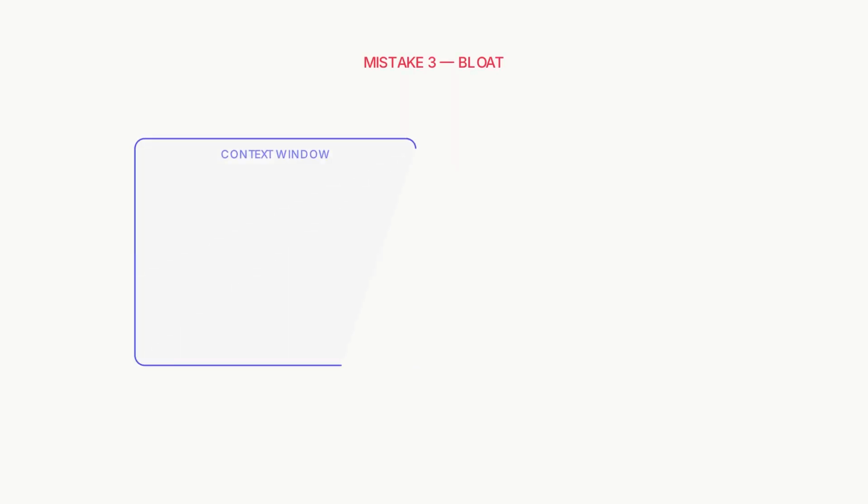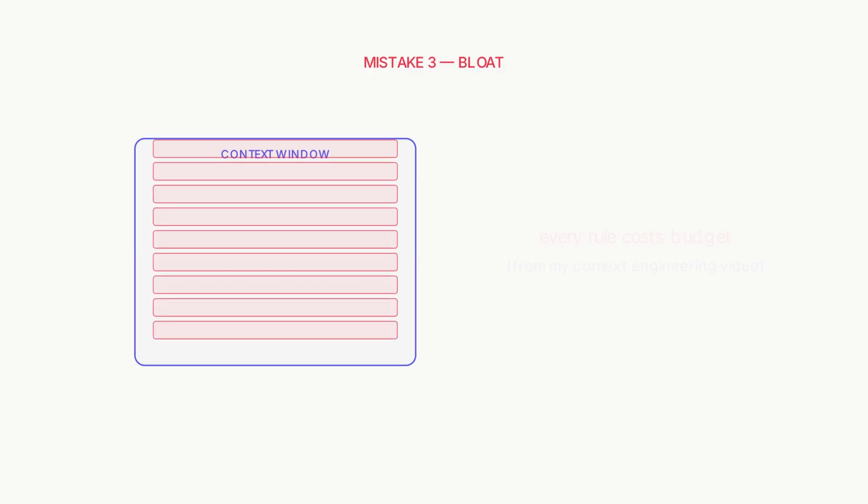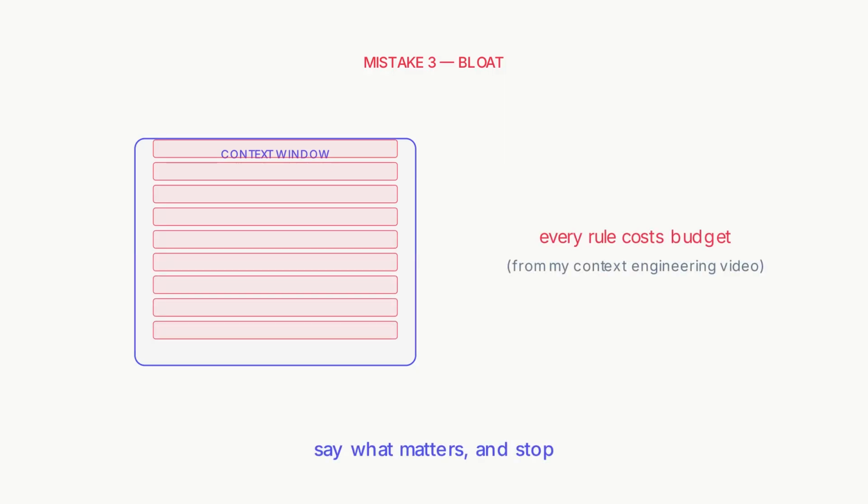The third is bloat. It's tempting to add rule after rule for every edge case you can imagine. But remember the lesson from my video on context engineering. Every line of instructions takes up room in the limited context window and competes with everything else. A bloated system prompt is slower, more expensive, and easier for the model to lose the thread of. Say what matters and stop.